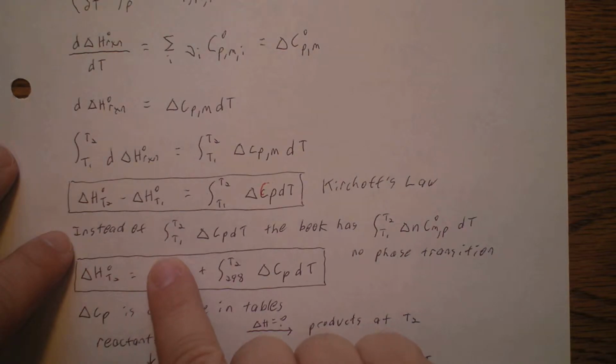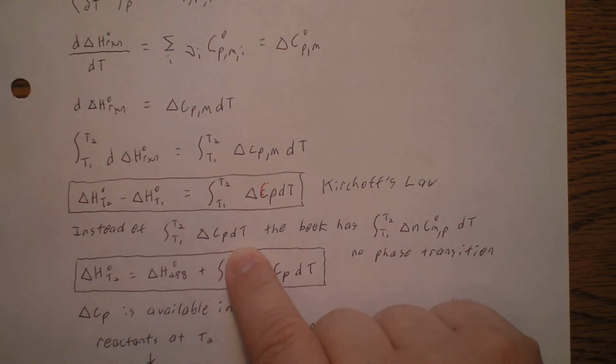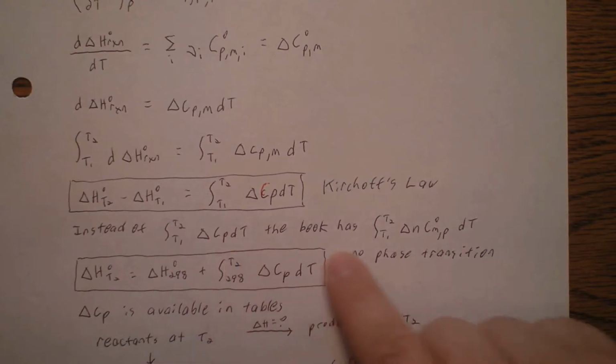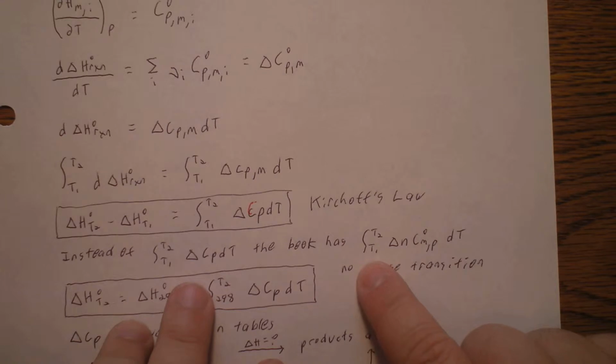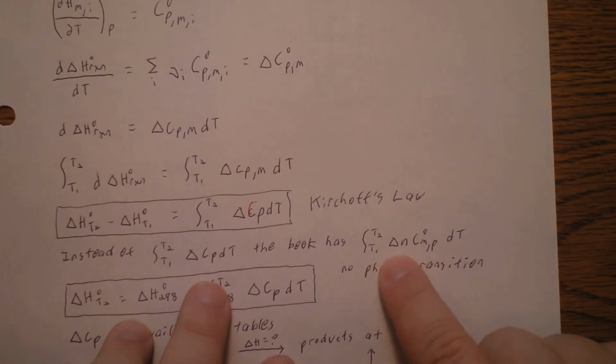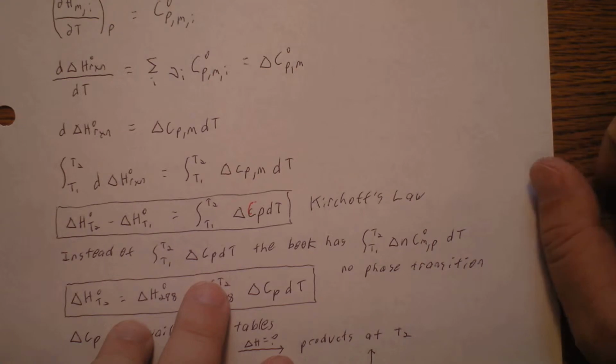So instead of the integral from T1 to T2 of the change in the heat capacity with respect to temperature, the book has it written like this. They have it written as the integral from T1 to T2 of the change in the number of moles times the molar heat capacity at constant pressure in the standard state dT. So basically the book has it split apart, with the intensive quantity times delta N.